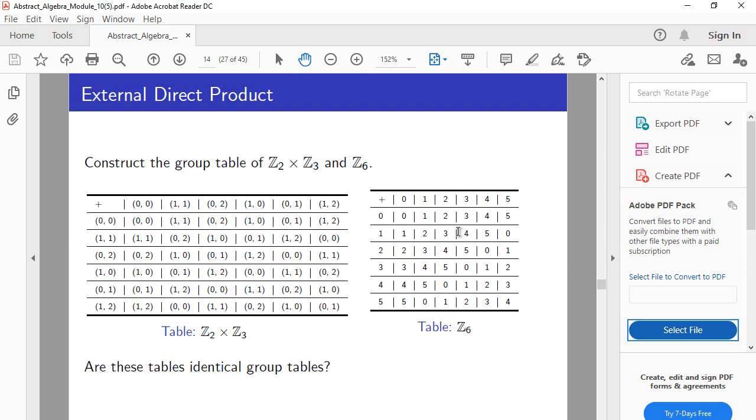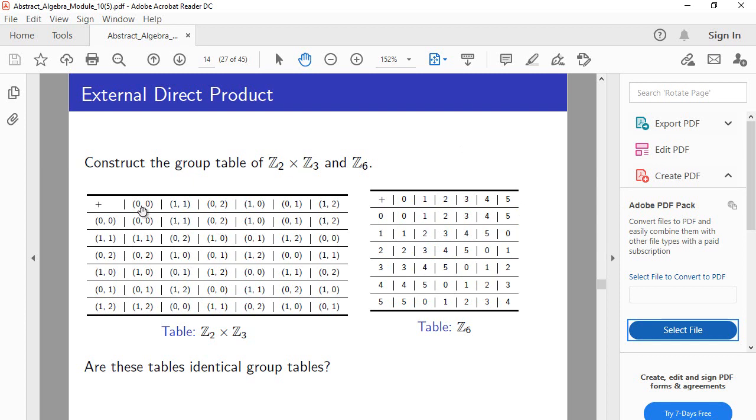So Z6 you are already familiar with. I'm pretty sure you have created the group table of Z6 in one of your homework. So you get this 0, 1, 2, 3, 4, 5, 0, 1, 2, 3, 4, 5 here, and then for example, if we add 2 and 4 here, we get 0 because 2 plus 4 is 6, modulo 6, that's 0, so 2 plus 4 is 0. And 3 plus 5 is 8. 8 mod 6 is 2. So this is the group table for Z6.